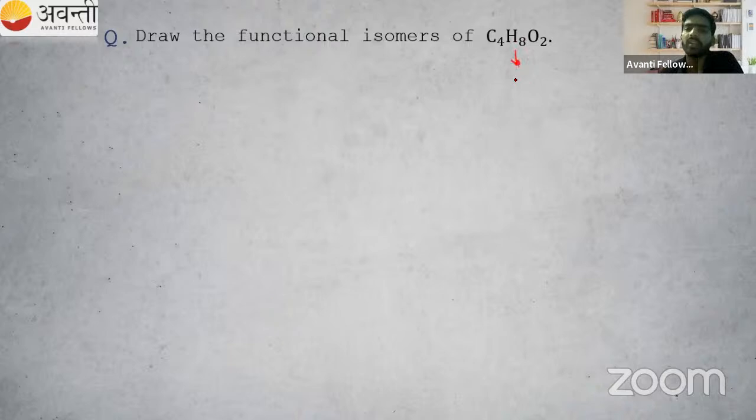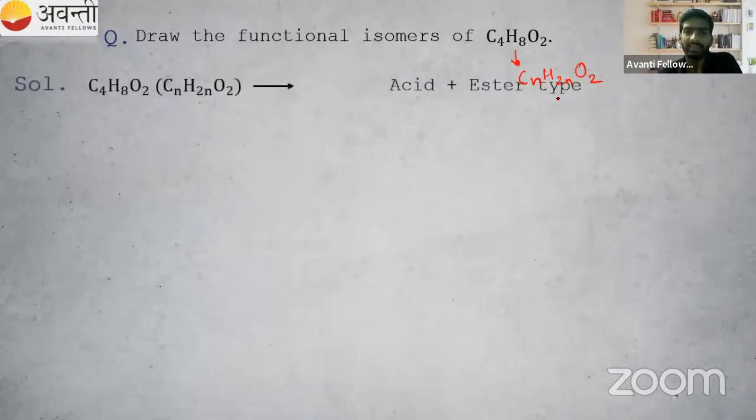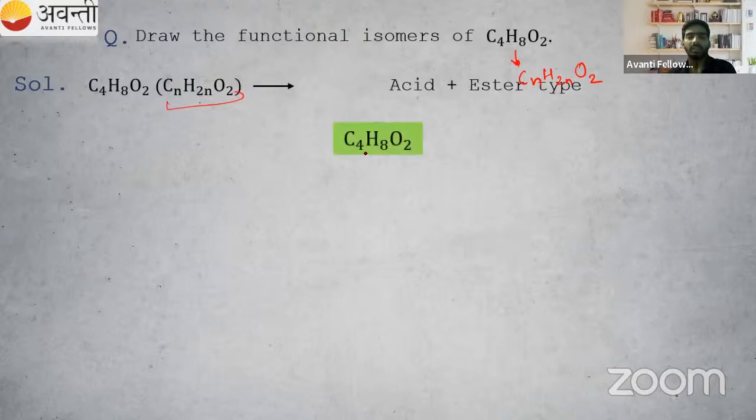C4H8O2. अब इसका जनरल फॉर्मूला लिखते हैं. इसका जनरल फॉर्मूला क्या है? Cn, then H क्या ट्वाइस है? That means C2n, then क्या है? O2. तो ये किससे मैच हो रहा है? एसिड से मैच हो रहा है, एसिड ईस्टर से. ओके, करेक्ट. एसिड ईस्टर के लिए हमने क्या देखा है? यही देखा है, CnH2nO2. तो इसका फंक्शन क्या हो जाएगा तुम्हारे पास?